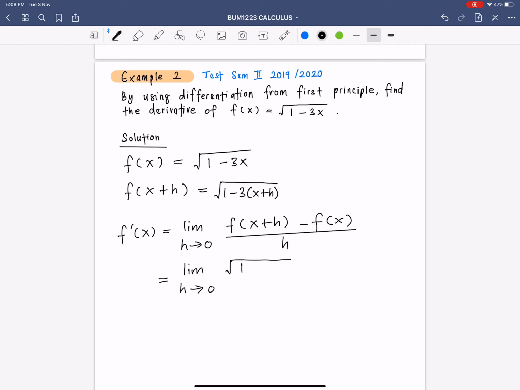Square root of 1 minus 3(x plus h), minus f(x), which is square root of 1 minus 3x, over h.